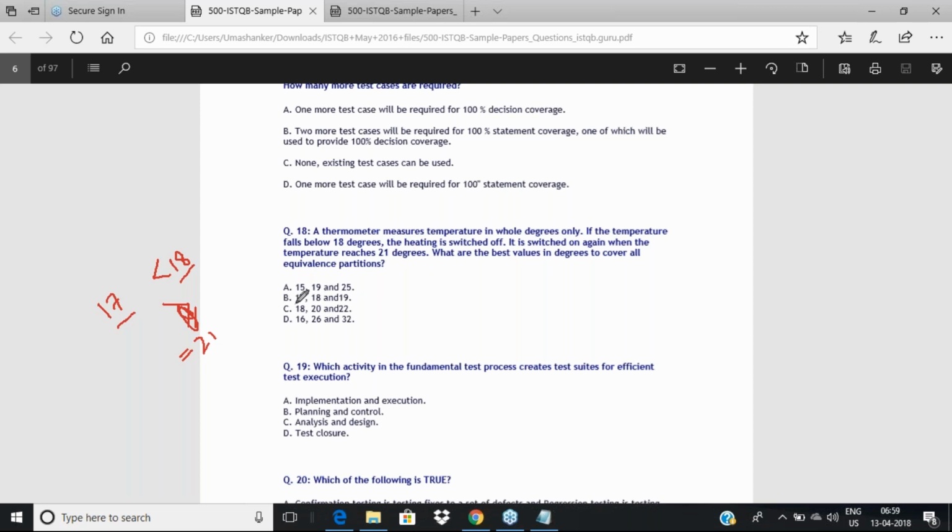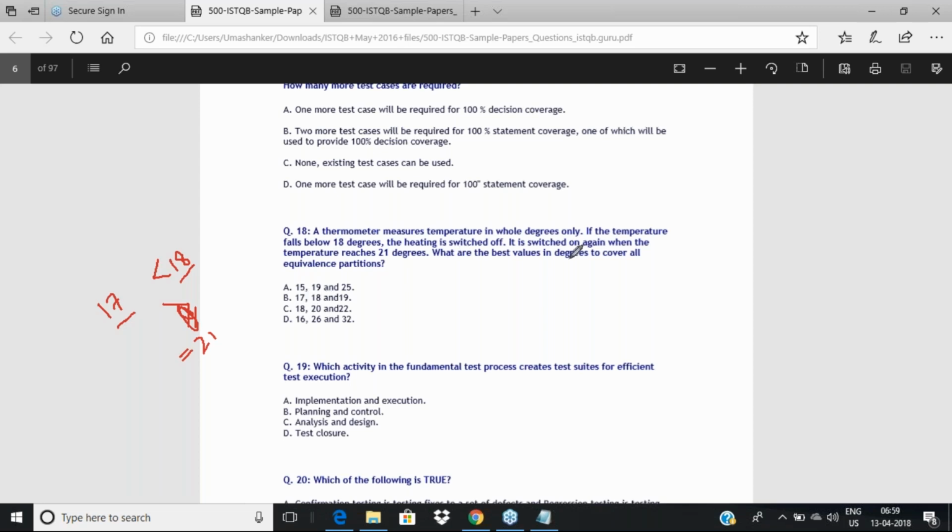What about C? 18 is there in the picture, yes. 20 is there in the picture, and 22 is there. Here it clearly says below 18, it gets that. Okay. Let's look at B one more time closely.